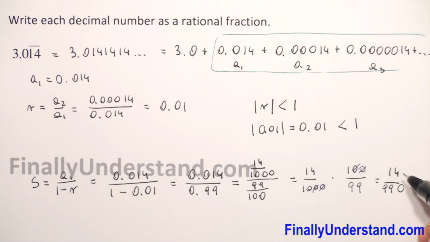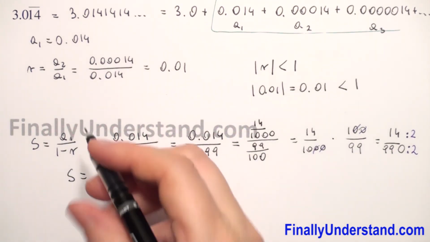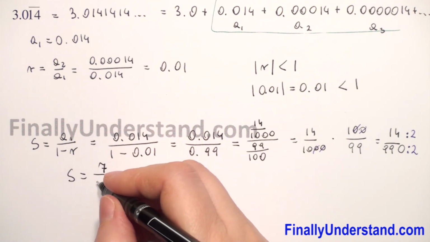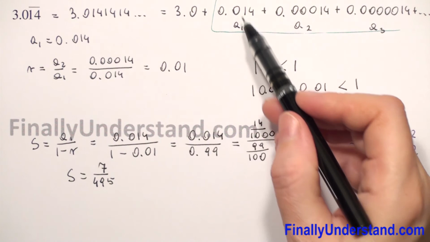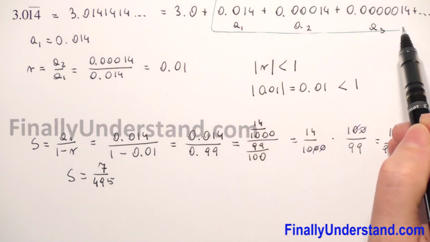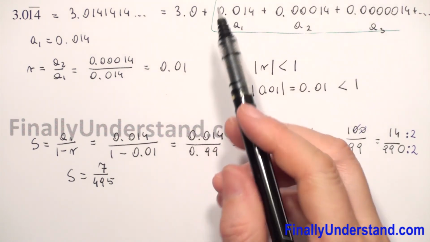What else? Because 14 and 990 end in even digits, we have even numbers, so we can reduce numerator and denominator by 2. So we have that S is equal to 7 over 495. So we have the sum of this infinite geometric series, but don't forget about the first term.